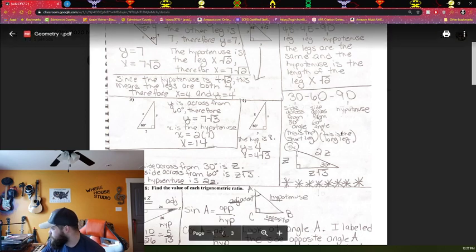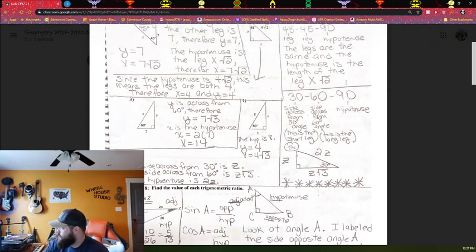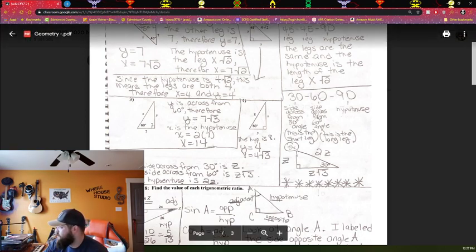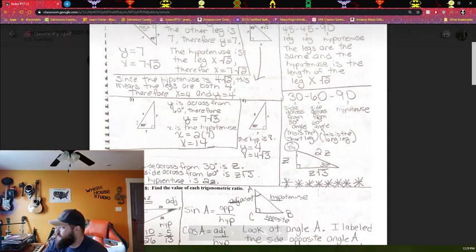Okay? The reason we have to know the opposite of the 30 is the short leg, the opposite of 60 is the long leg, and the opposite of 90 is the hypotenuse, is because they all have different rules. Okay?